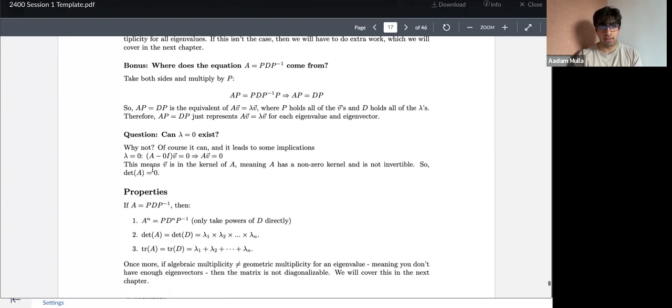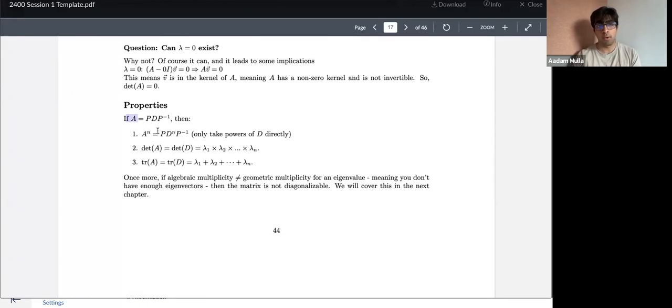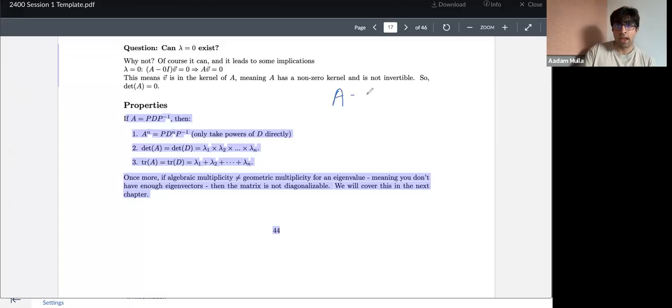This is just a thought exercise that's less important. Here are some important properties. Okay, this is kind of why diagonalization is nice. If you have a matrix A and you're able to write it as PDP inverse, then A to the n is given by P D to the n P inverse.